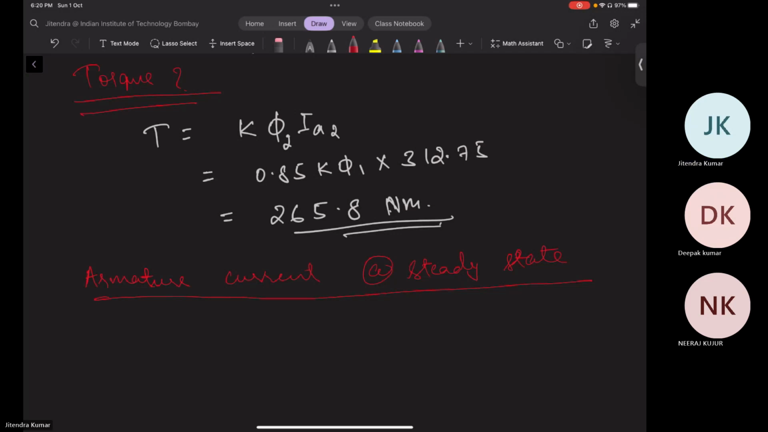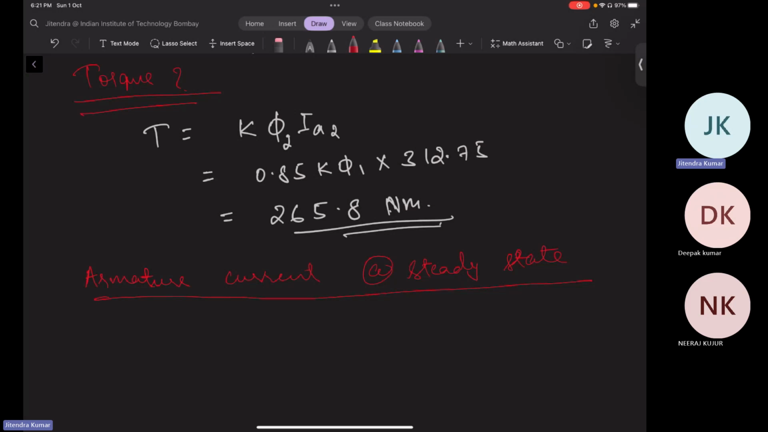Okay. If power is constant. So could you guess here what will happen to speed? Will it increase or decrease in a steady state? Since you have reduced the flux by 15%, right? So what will happen now? In a steady state, will the speed be at rated, or will it reduce, or will it increase?